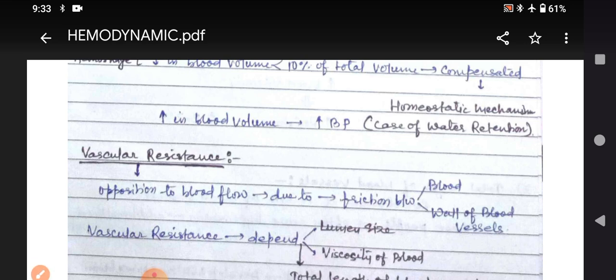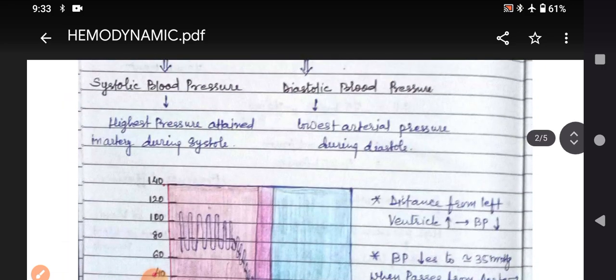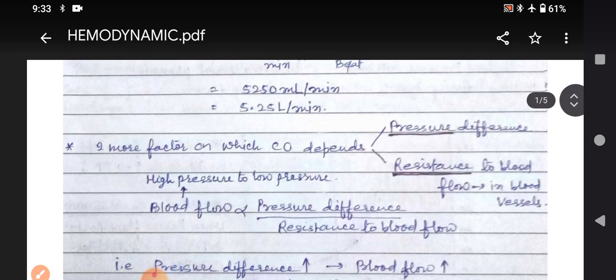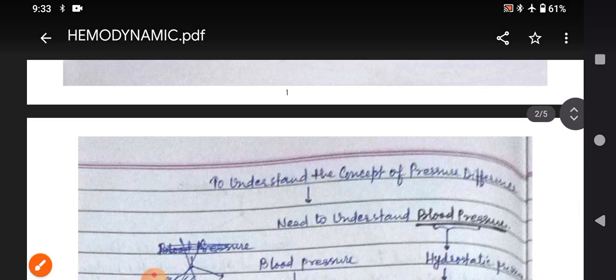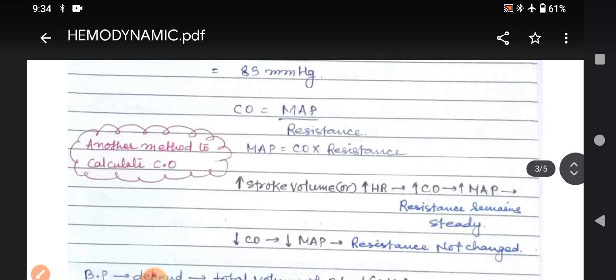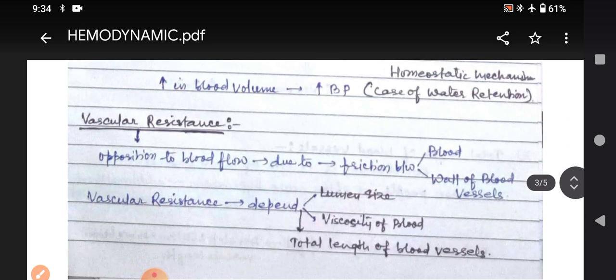This is the third part of our hemodynamics topic. In the first part we have seen the relationship of blood flow with the pressure difference and the resistance to the blood flow. In our second part we saw how pressure difference is affecting the blood flow. So in this part, we will see how resistance is affecting the blood flow. So let's start with our topic, that is vascular resistance and its relationship with the blood flow.